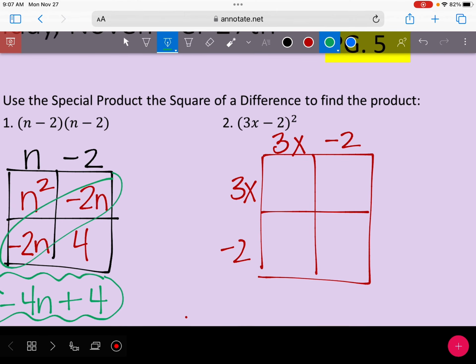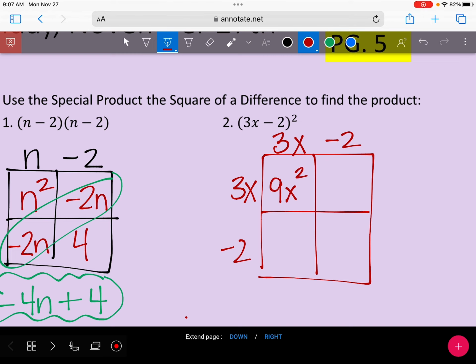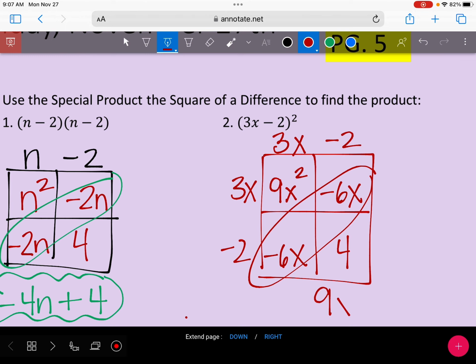All right, and this square here, when you see 3x minus 2 squared, that means we're multiplying it against itself. So 3x times 3x would be 9x squared. 3x times negative 2 is negative 6x. And then you have a positive 4. Again, these are like terms, so your final answer would be 9x squared minus 12x plus 4.